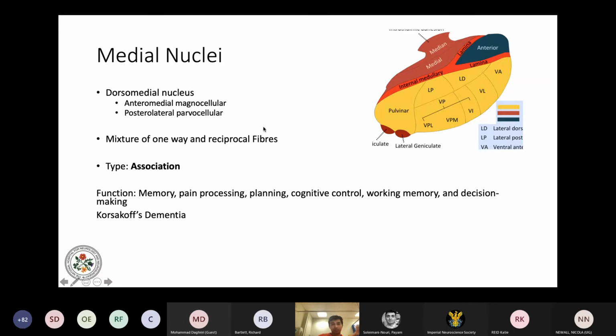So the fibers here can be one way, in that there are fibers coming into the medial nucleus, or they can be reciprocal, in that you get fibers coming in and going out. And like the anterior nucleus, it's an association nuclei, again with vague functions relating to association areas in the cortex. It's got important roles, as we saw with the anterior nucleus, for memory, processing of pain, planning, cognitive control, working memory, and decision making. And importantly, it's affected in a number of conditions, including Korsakoff dementia, Alzheimer's, and Parkinson's.